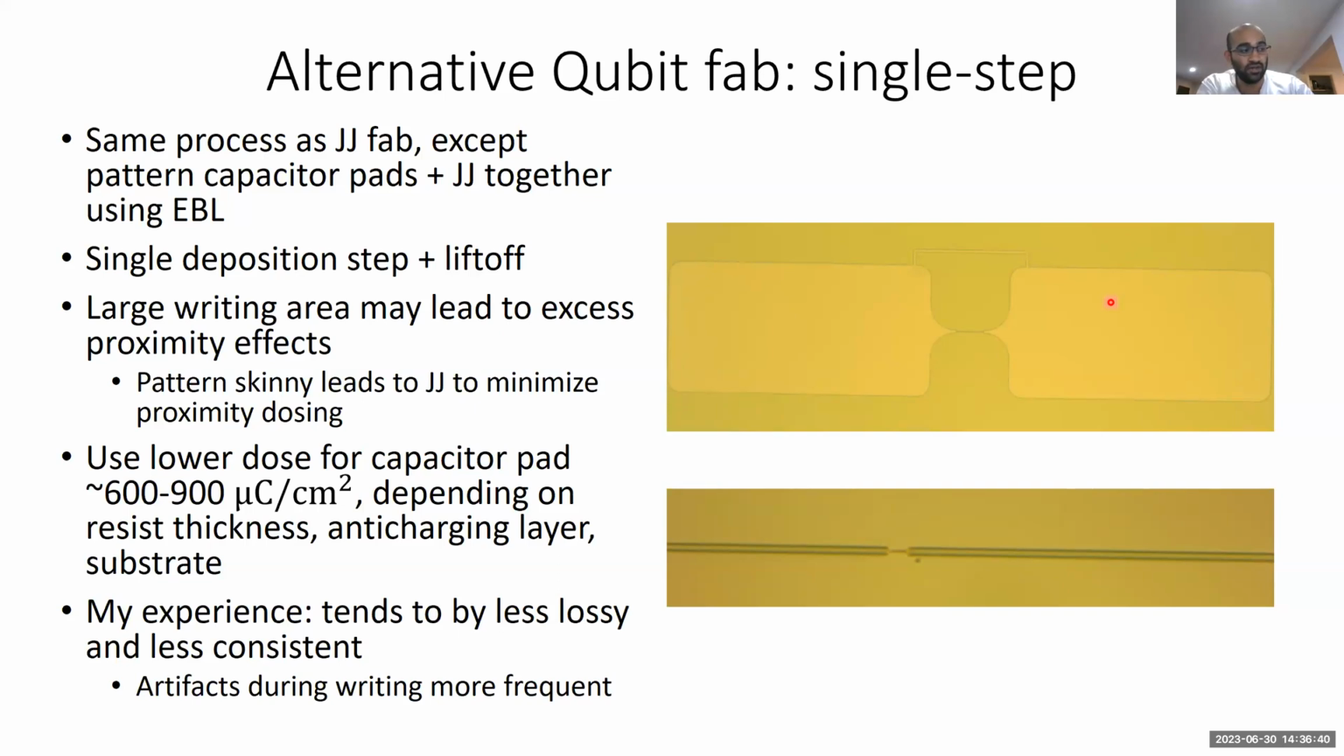Another challenge is, of course, reproducibility of junction critical currents and uniformity, especially on a single wafer. You'll definitely find that even on the same wafer, if I write two junctions using the exact same parameters, just due to their locations on the wafer, they can have noticeably different resistances, and hence critical currents.